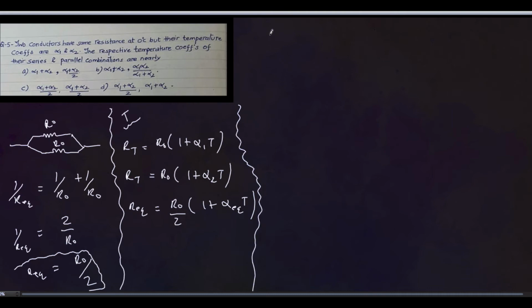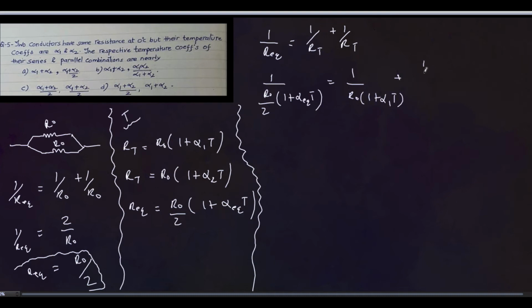The equation will be 1 by R equivalent equals 1 by R1 plus 1 by R2. We have this R1 for the first resistor and this R2 for the second resistor. So instead of 1 by Req, we can write 1 by R0 into (1 plus alpha eq into T) is equal to 1 by R0 into (1 plus alpha 1 into T) plus 1 by R0 into (1 plus alpha 2 into T).